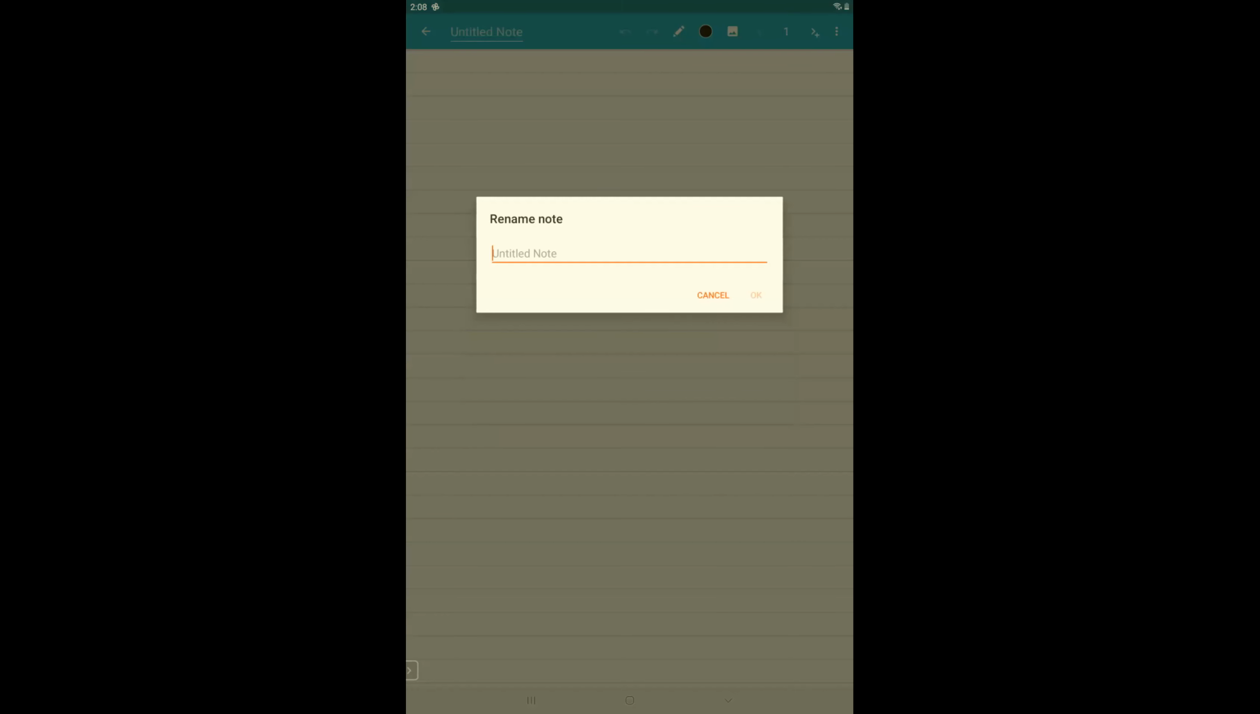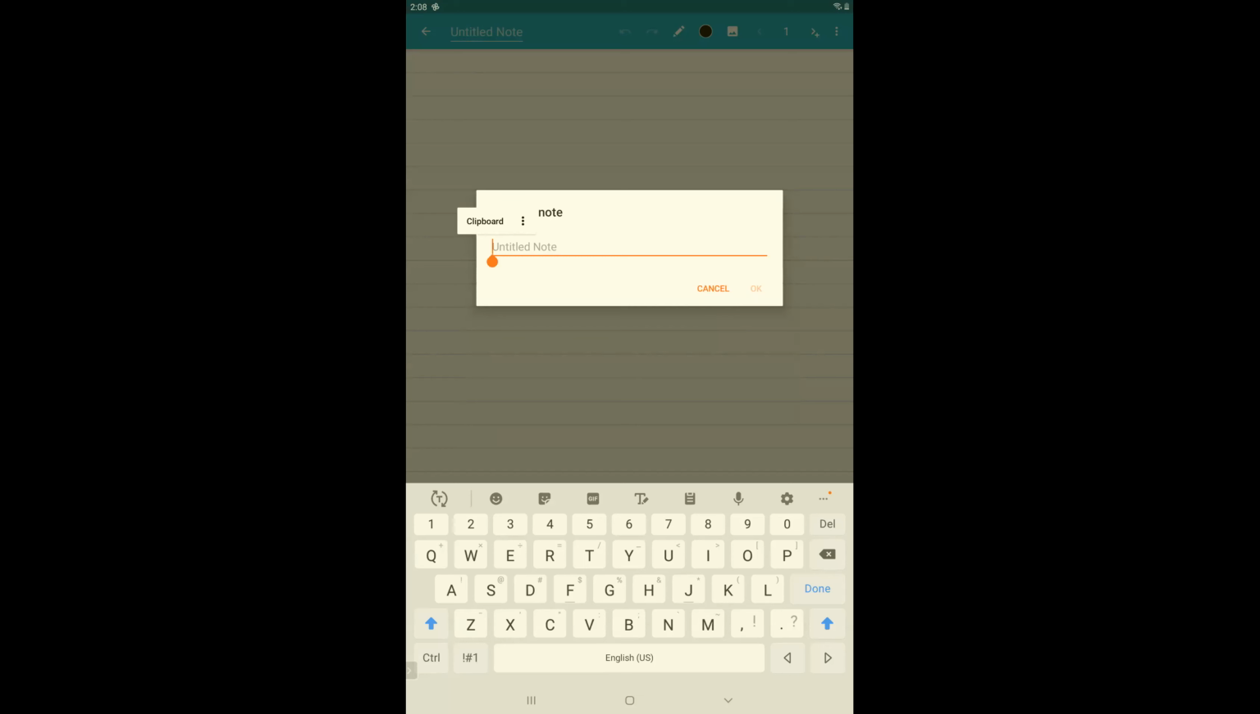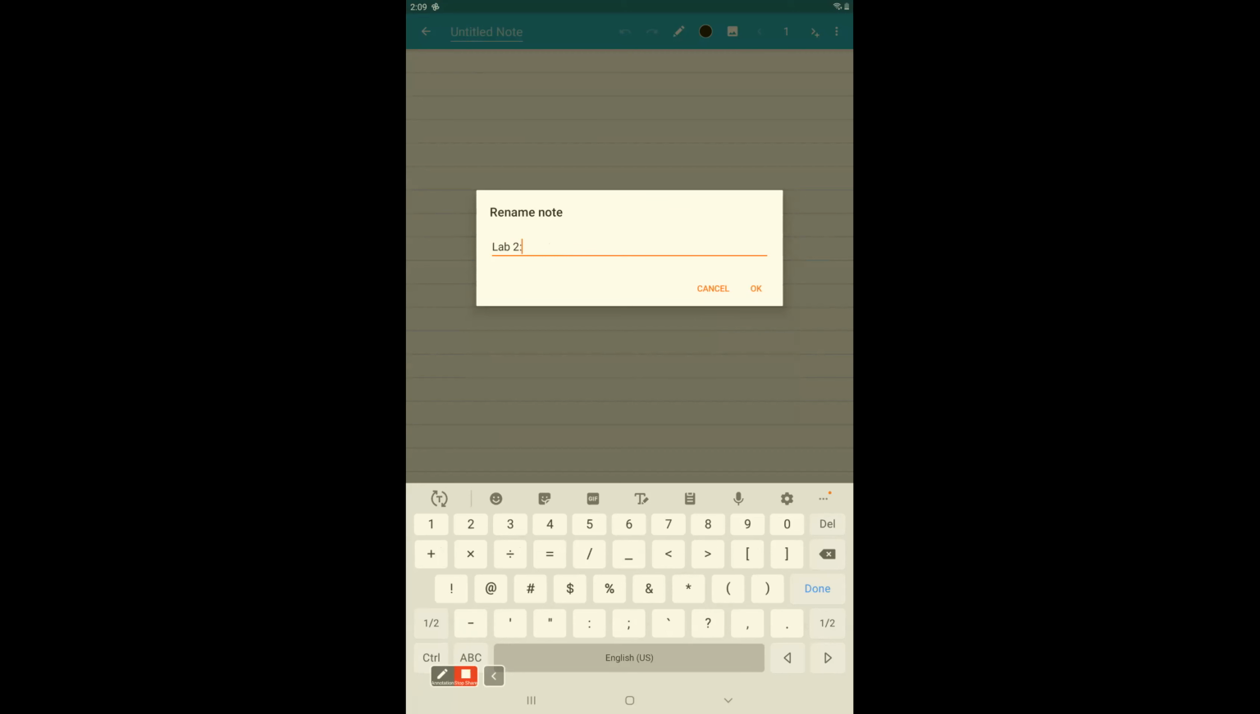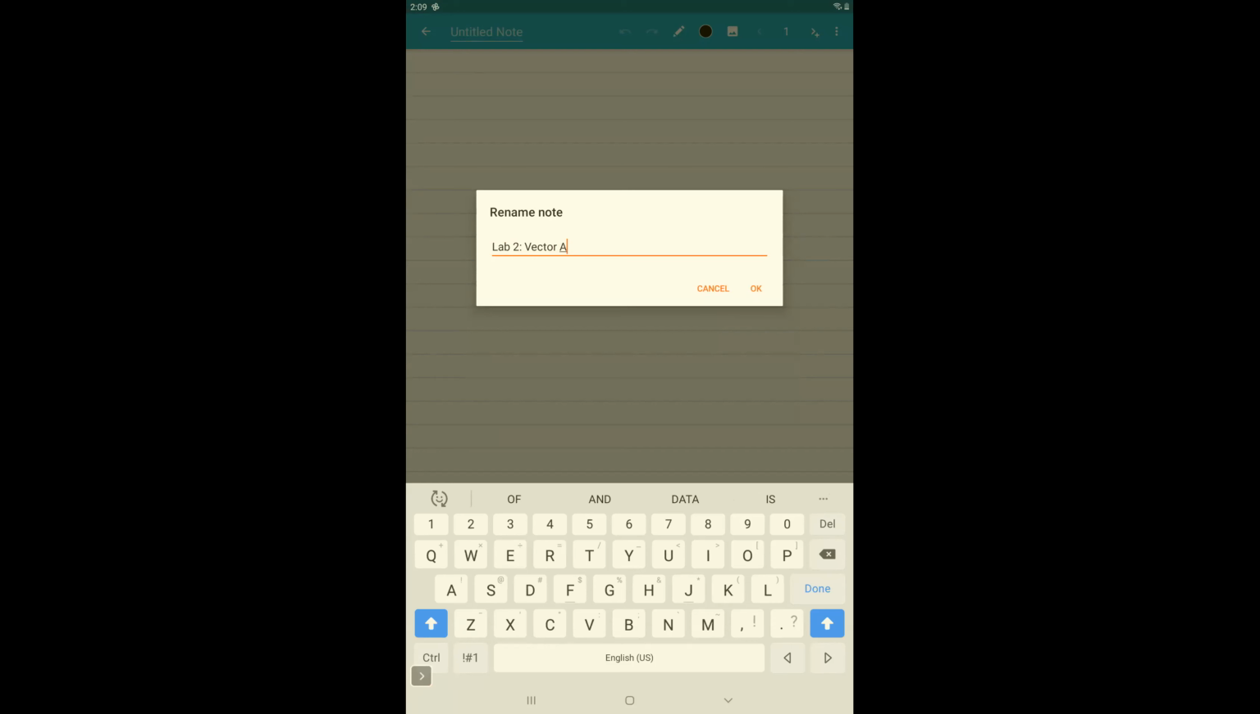Anywho, let me just rename this really quick. So today we are doing Lab 2, Vector Addition.